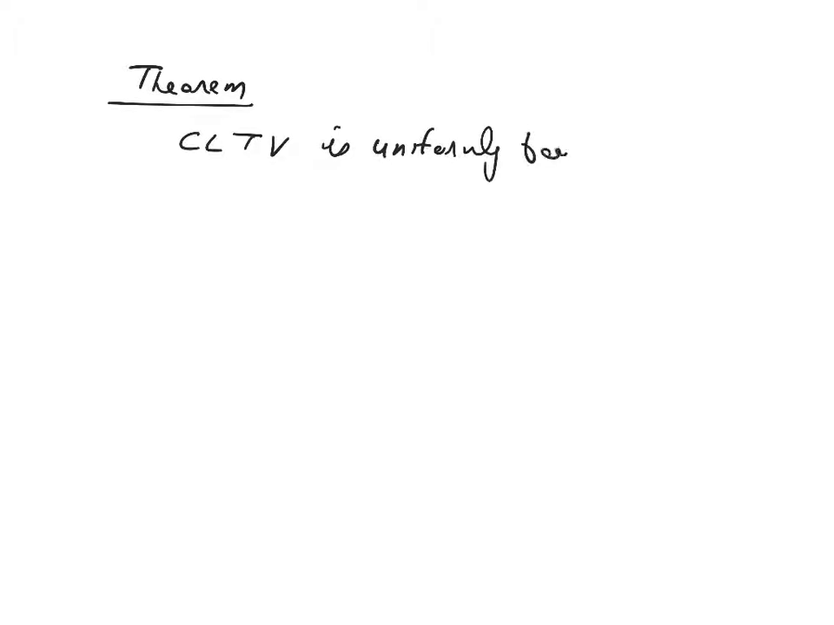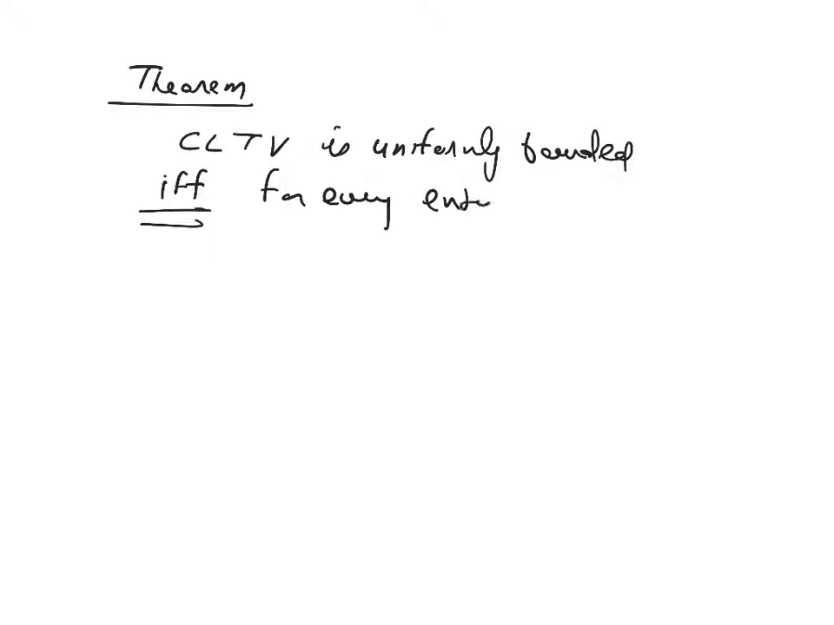But the theorem. And this theorem says that a continuous time, or CLTV, continuous linear time varying system, is uniformly bounded if and only if, so this is if and only if, for every entry D.